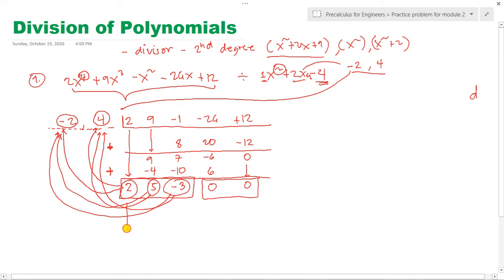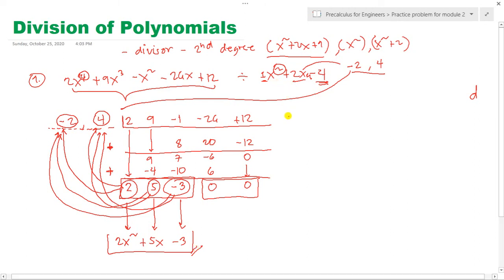So for 2, this should be for the x squared. So we have here 2x squared. Our 5 should be the coefficient of our x, so 5x. And then negative 3 should be our constant. So we have here negative 3. So therefore, in this example class, our final answer is 2x squared plus 5x minus 3.